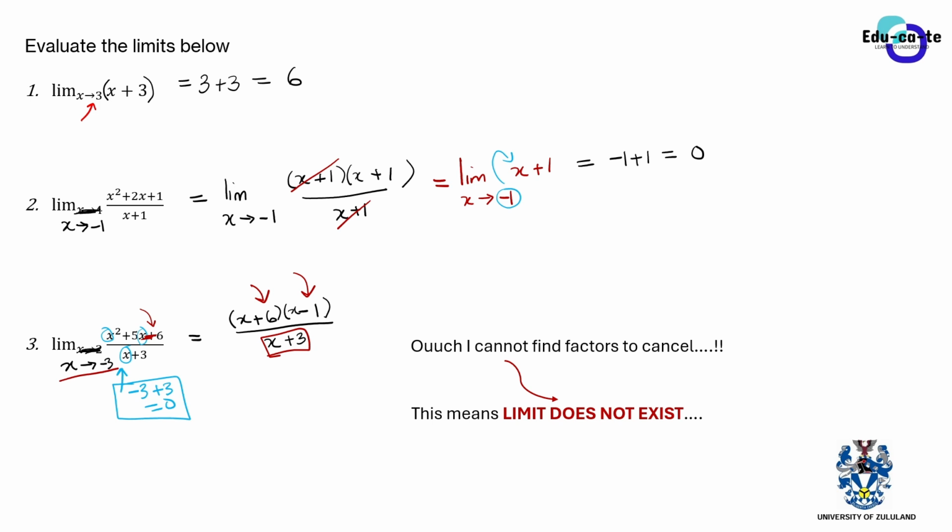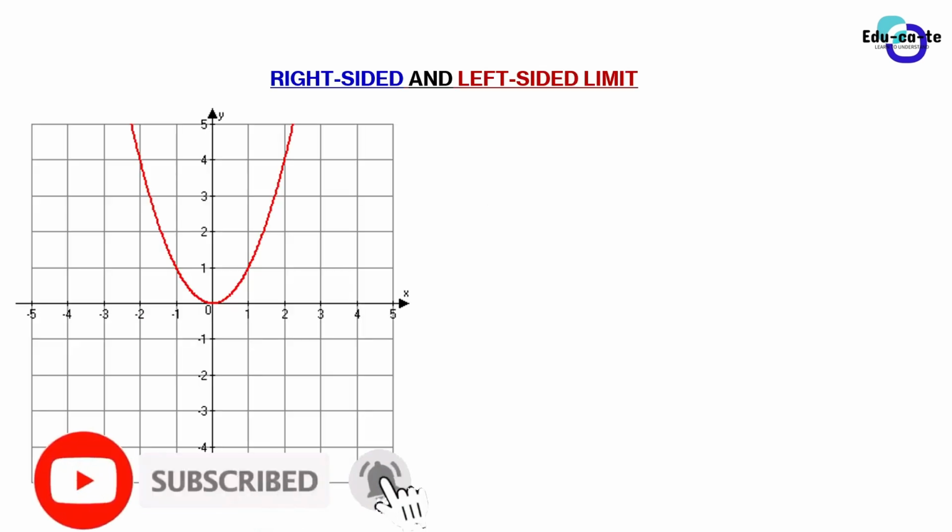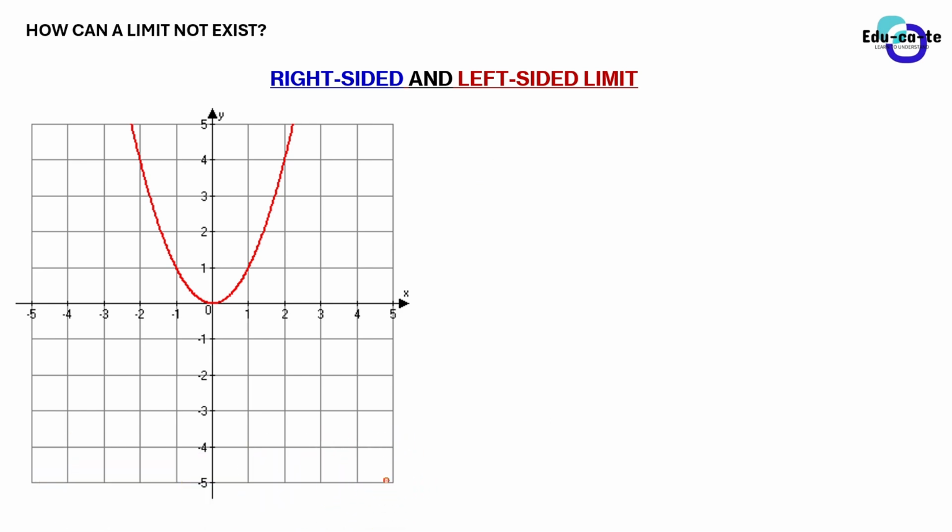But why do we say the limit does not exist? How do we even determine that? Now let's talk about the right-sided and the left-sided limit. So how can a limit not exist? Remember we said that the limit is the y value that we approach as x approaches a certain x value. We can approach x in many different ways. So let's just say here we want to use the same graph that we used at the beginning of this video.